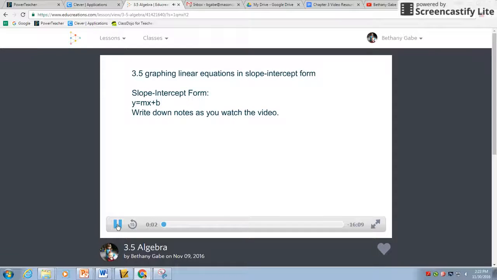Okay, so this is section 5 of chapter 3, and it's graphing linear equations in a new form called slope-intercept form. And this form should not look new. We haven't done a whole lot with it, but slope-intercept form is y equals mx plus b. So y equals mx plus b.